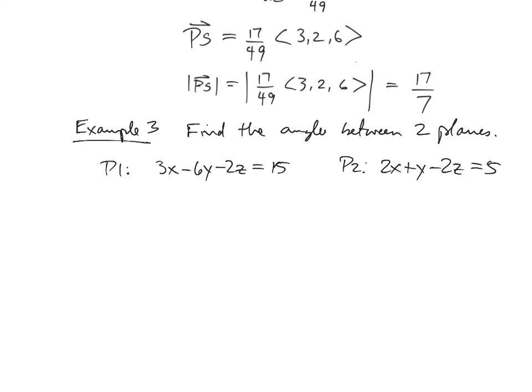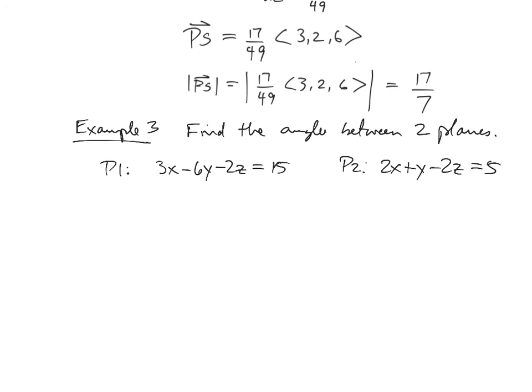Well, how are we going to do that? What do we know from the plane equations? We know a point on the plane as well as a vector that's normal to each plane. Can we find the angle between two vectors? Yes, we can. We've got the dot product and the cross product that allow us to find theta, the angle between two vectors. So if we can find the angle between the two normal vectors, does that give us the angle between the planes?